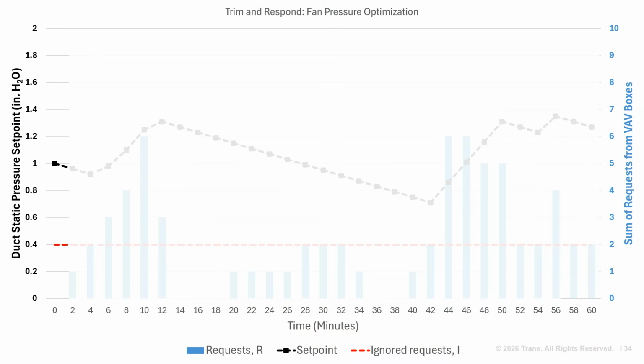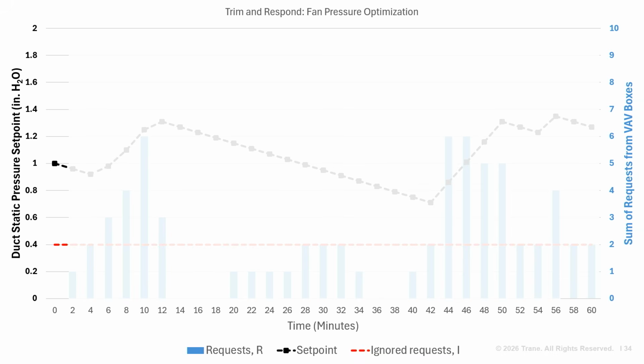It might be easier to see a graph of the operation. The x-axis shows the time increments of the building operation in minutes. On the left y-axis is the duct static pressure setpoint in inches of water, which will be depicted in the black dotted line. We are plotting on the same graph the sum of requests from the VAV boxes on the right y-axis, depicted as blue columns. Remember, the threshold is 2 requests, here represented in a horizontal red line.